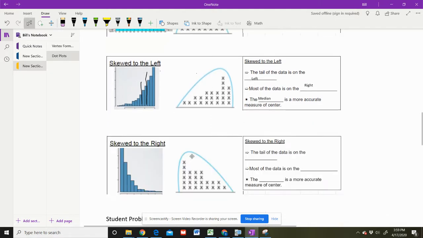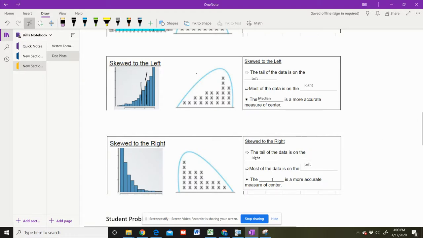For this one, we're going to do skewed to the right. Again, we look at our data. The data has a tail, and the tail points to the right, so it's skewed to the right. Again, this is represented as a box plot. The tail of the data is on the right side, and most of the data is on the left side, right here.